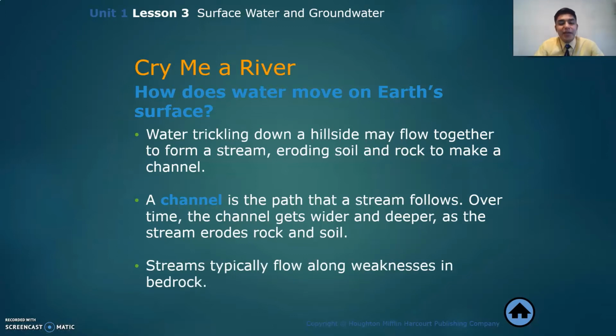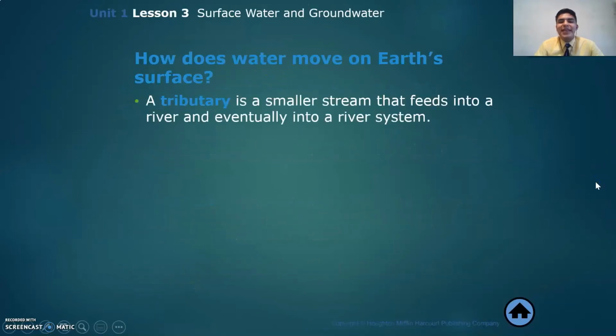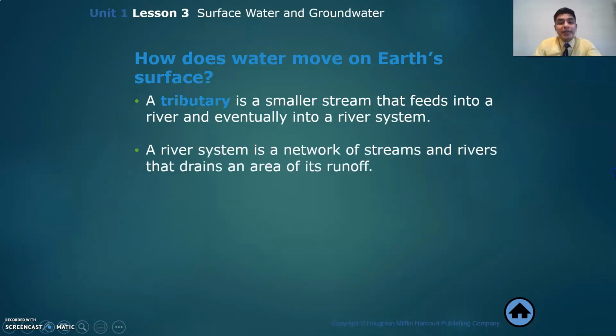Streams typically flow along weaknesses in bedrock. A tributary is a smaller stream that feeds into a river and eventually into a river system. So tributaries are similar to streams. Again, they are small portions of water that end up in a bigger water system. A river system is a network of streams and rivers that drains an area of its runoff.